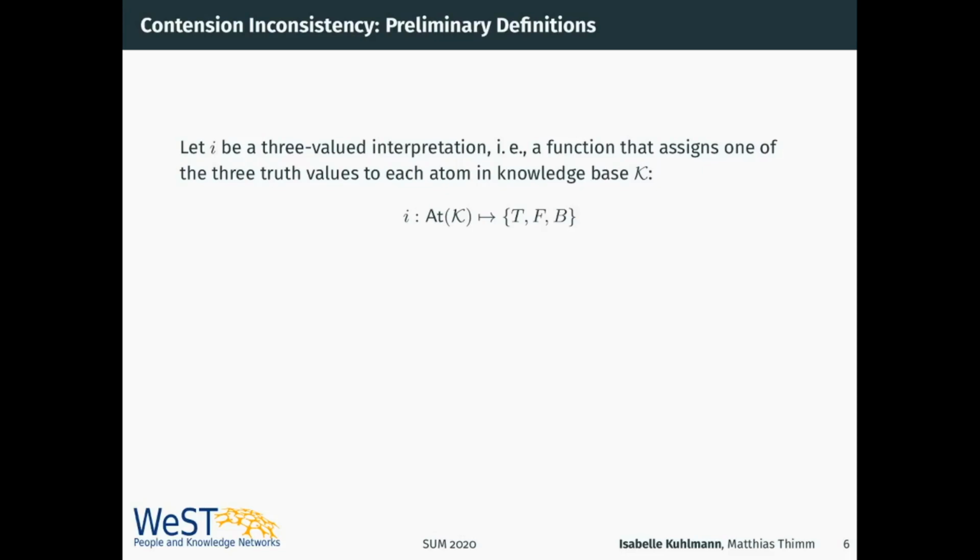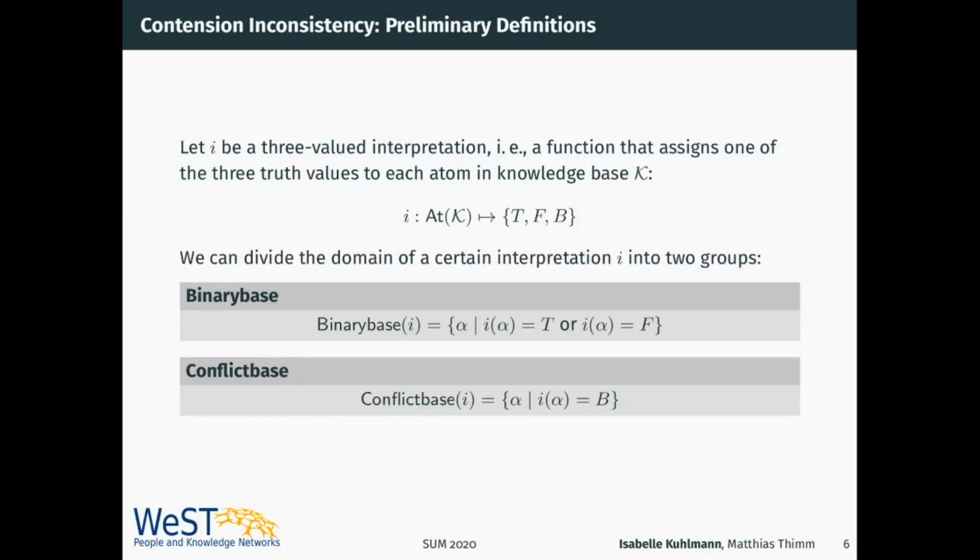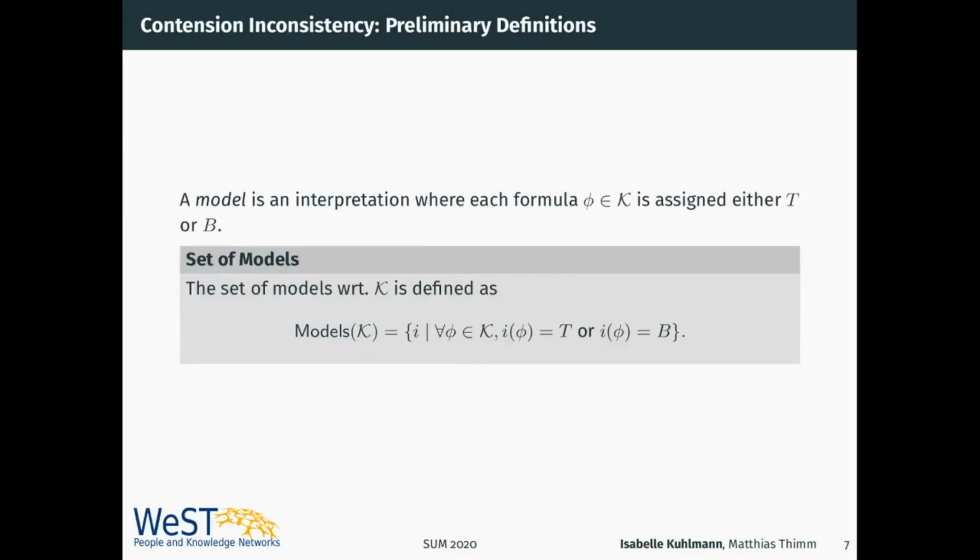And just like in classical logic, in three-valued logic, we also have the notion of interpretations and models. So an interpretation is simply a function that assigns one of the three truth values to each atom in a knowledge base. We can also divide the domain of an interpretation into two groups. The first one includes those atoms that are assigned a classical truth value, so true or false, and we call this the binary base. And the second one includes those atoms that are assigned the truth value B, and we call this the conflict base. Now, a model in three-valued logic is an interpretation where each formula in a knowledge base is assigned either true or both. In this way, we can also define the set of all possible models.